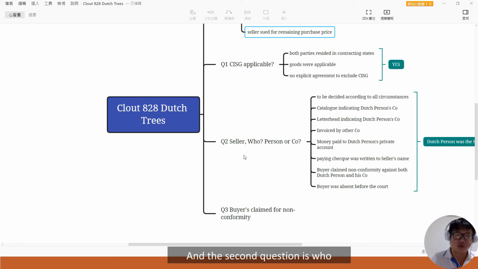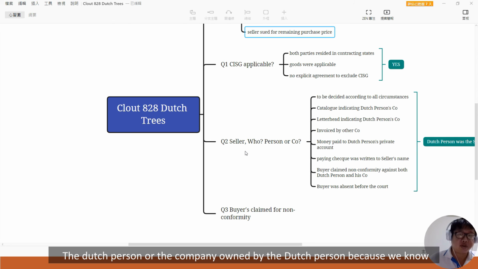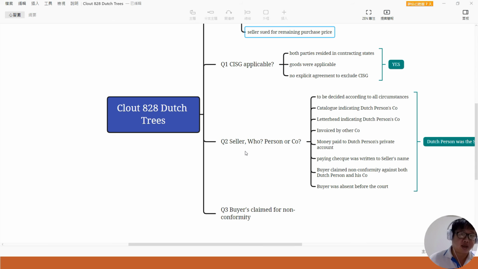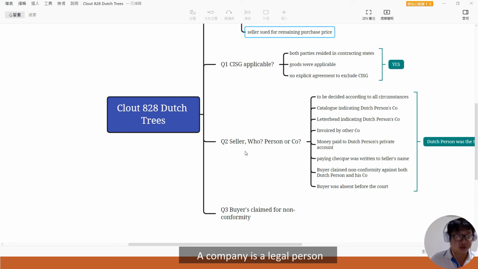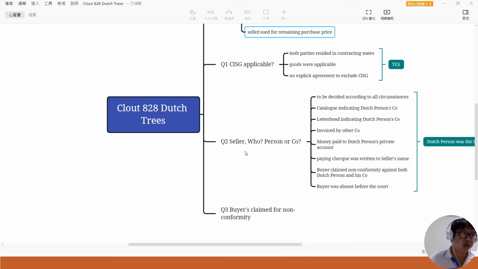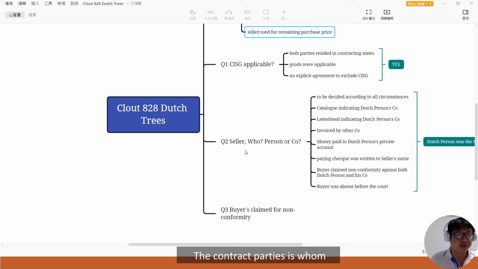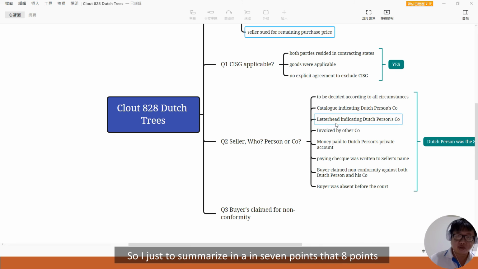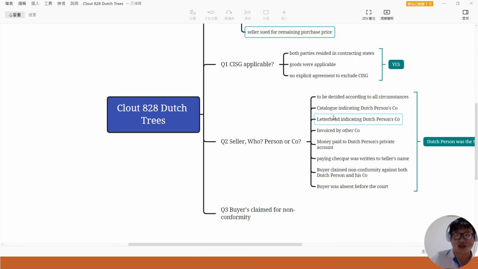The second question is who the seller is: the Dutch person or the company owned by the Dutch person? We know a company is a legal person, separate from its owner, the shareholder. So who is the contracting party, the Dutch person or the company? I summarize this in eight points.